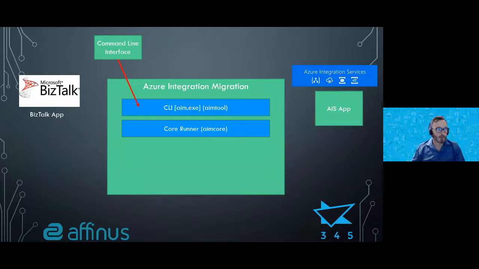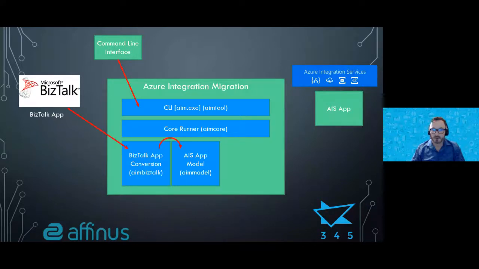Now, what we're doing is building up an in-memory model of an integration app in Azure. That model is the AIM model. When we come to do a conversion, everything that is BizTalk specific is in the AIM BizTalk package. So parsing a BizTalk application, decoding that, and the rules for converting a BizTalk application into an Azure application are all in the AIM BizTalk repo.